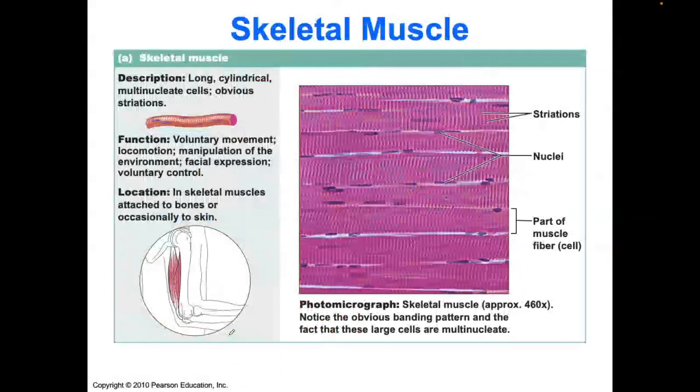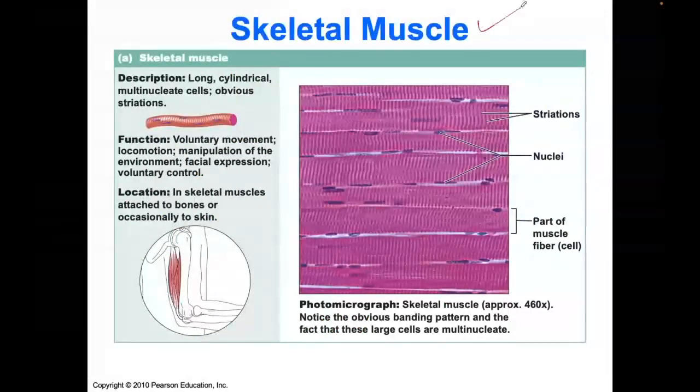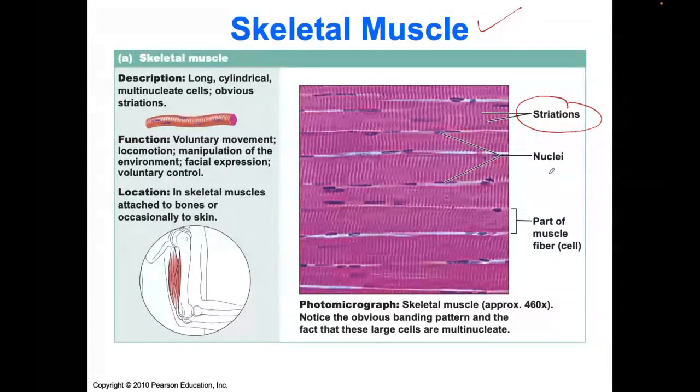Okay, so under a microscope, when we look at skeletal muscle, you could see the striations. You could see those lines. They're long, they're cylindrical, they're multi-nucleated cells, and they have these striations. And skeletal muscle, as you can see here, this is the triceps. It goes from bone to bone and can move your body parts. It attaches to bones.